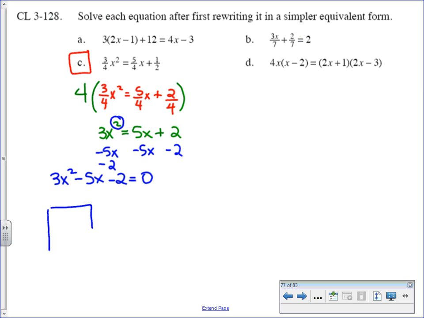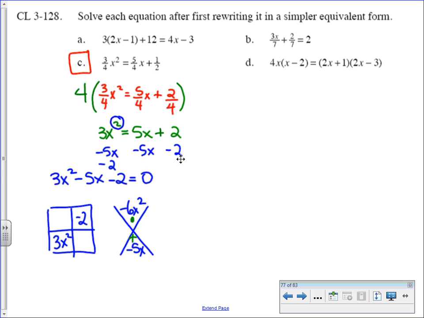So I want to make my box and diamond. 3x squared goes here, negative 2. Multiplies to get negative 6x squared on top of the diamond and negative 5x on the bottom. Okay, so I need to think about two numbers that multiply to get negative 6x squared and add to get negative 5. I know 2 and 3 multiply to get 6, but they would both have to be negative to add to negative 5. And then if they're both negative, they would make a positive 6 instead of a negative 6. So it can't be 2 and 3.